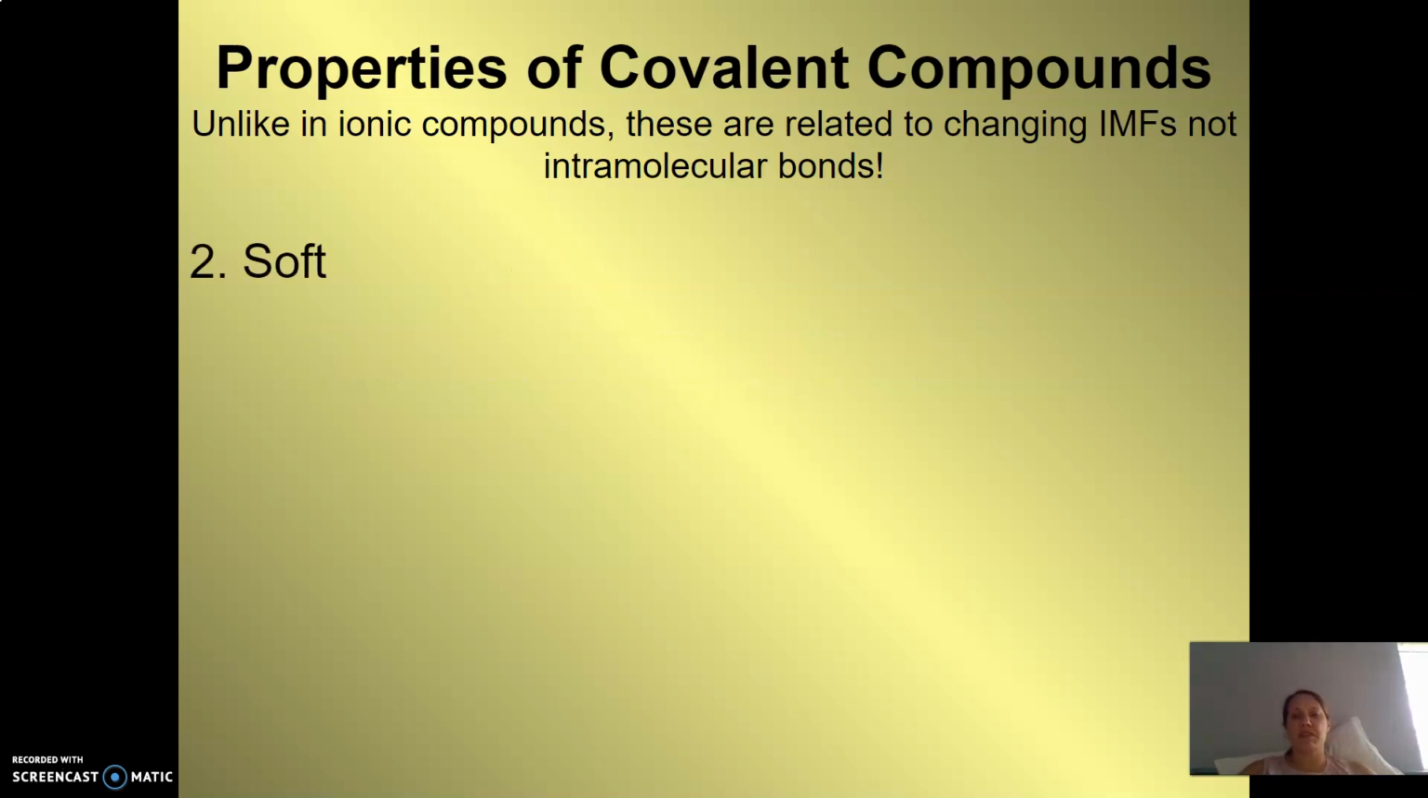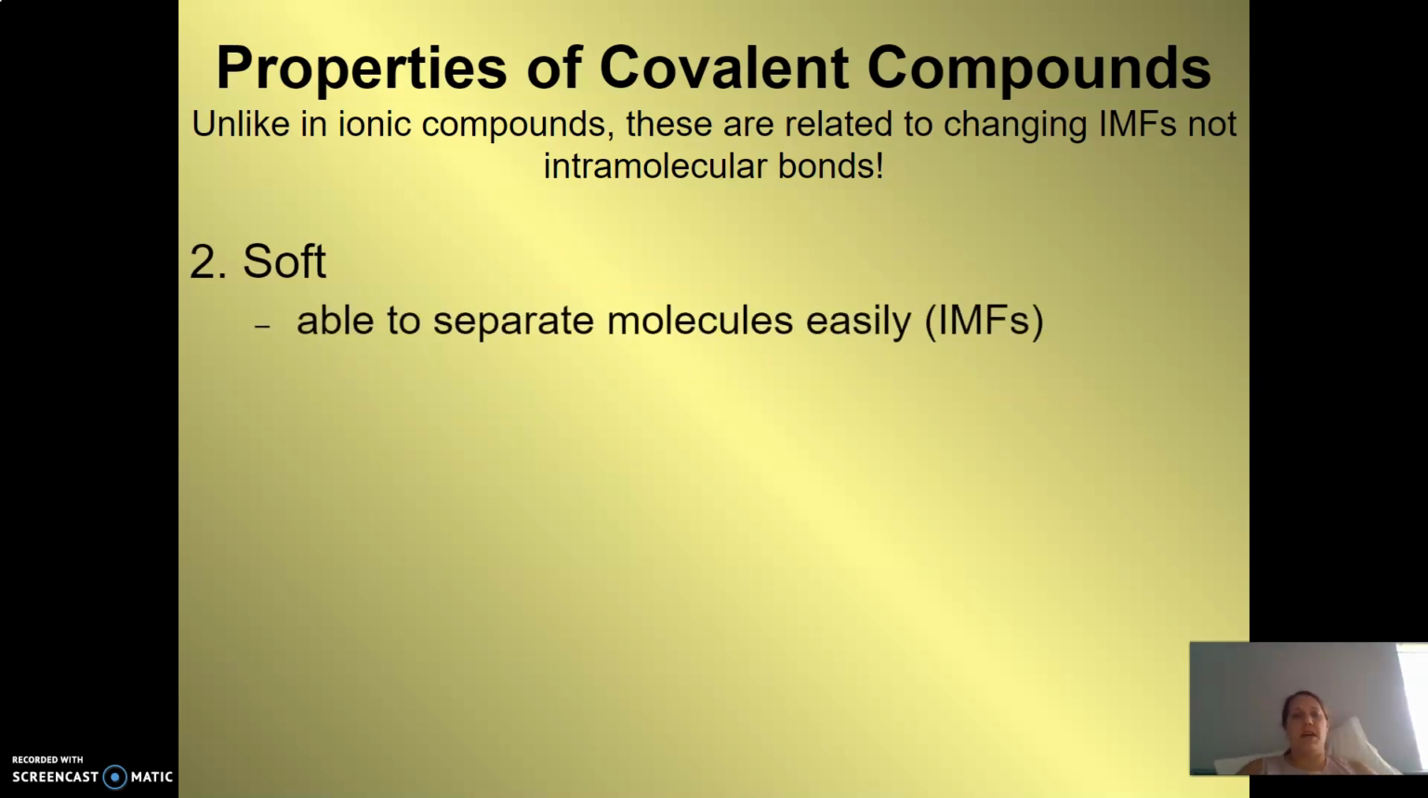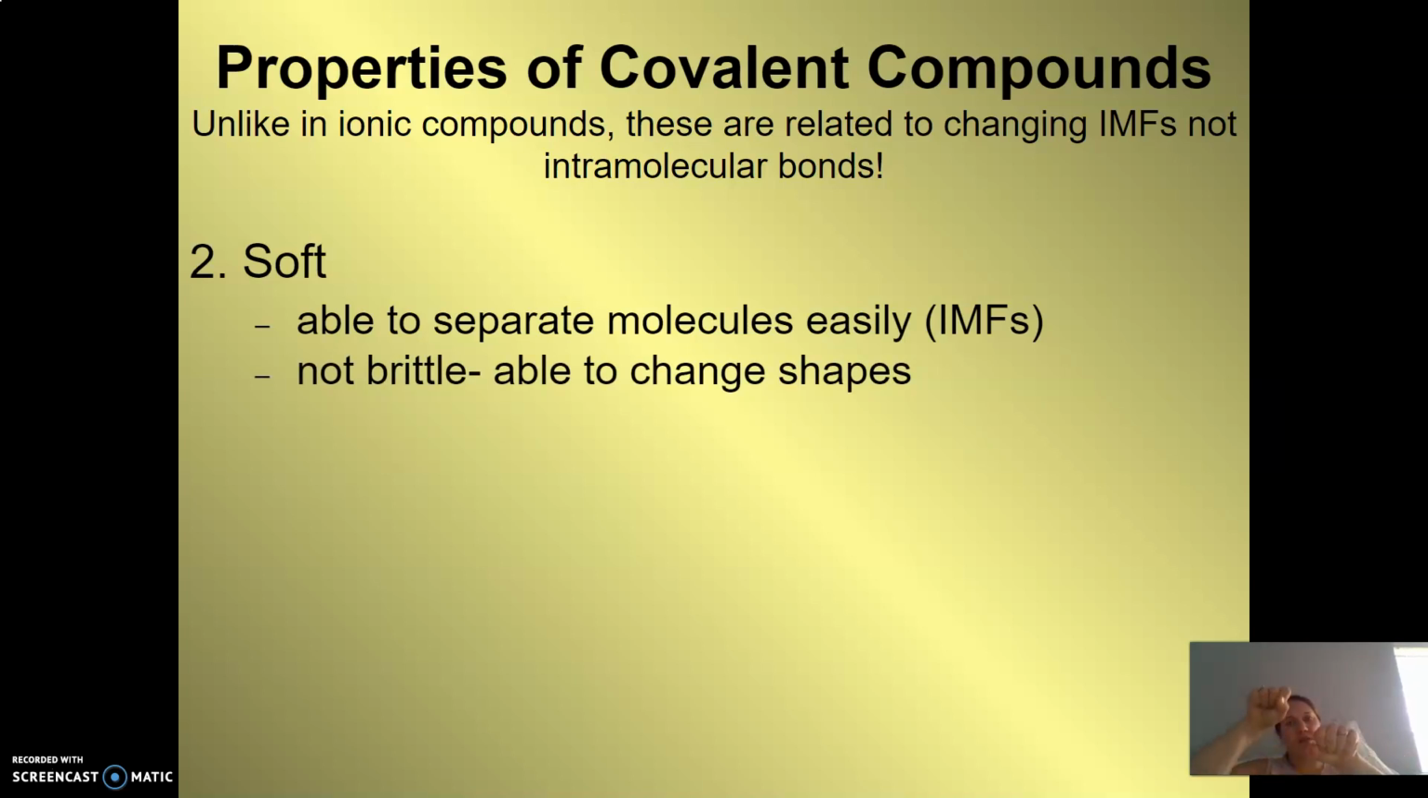Covalent compounds tend to be soft if they are solids, and that's because, again, it's easy to separate those intermolecular forces, break apart those intermolecular forces. They're not going to be brittle. They're able to change shapes because intermolecular forces are more flexible.